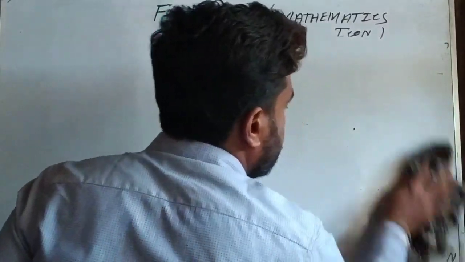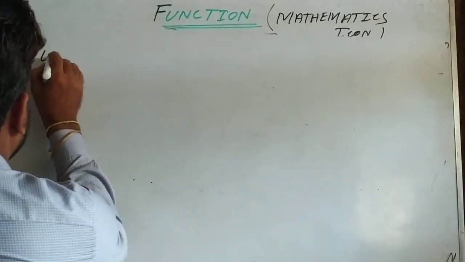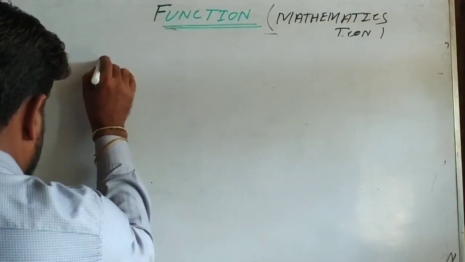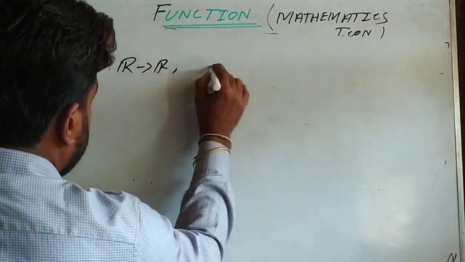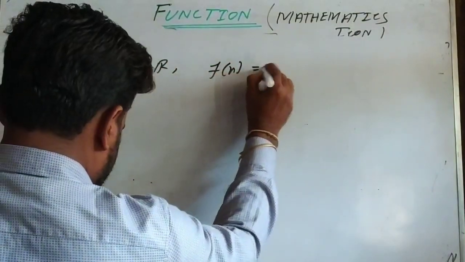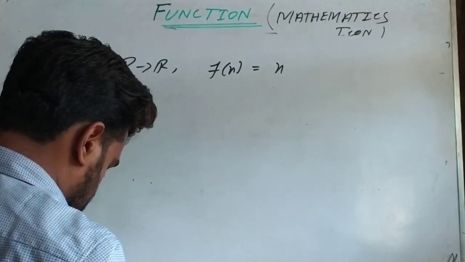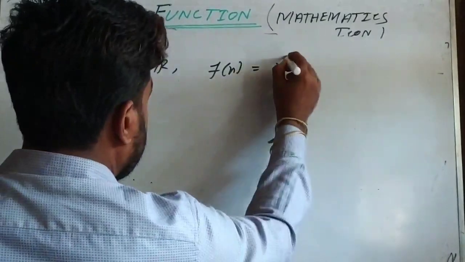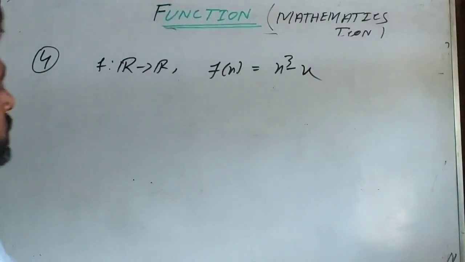You can see the next question is: for f such that R to R, f(x) equals x cube minus x. Okay, so this is the next question.